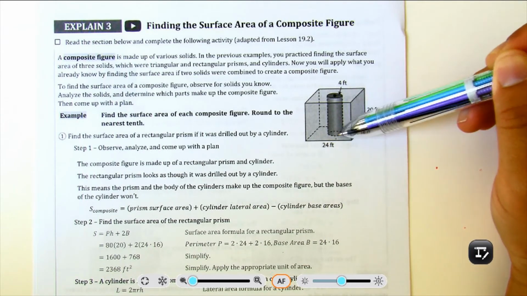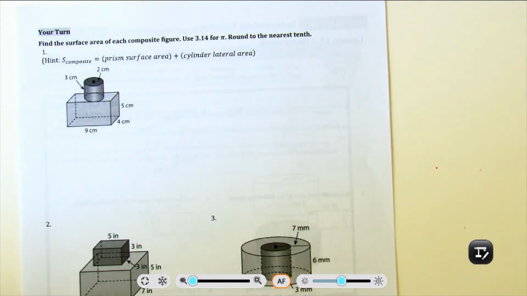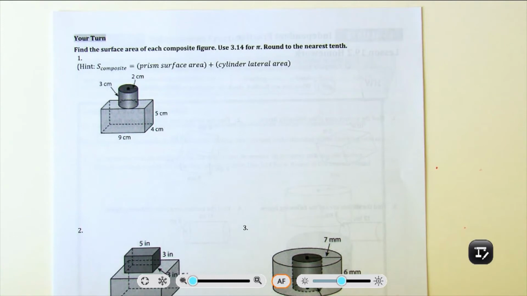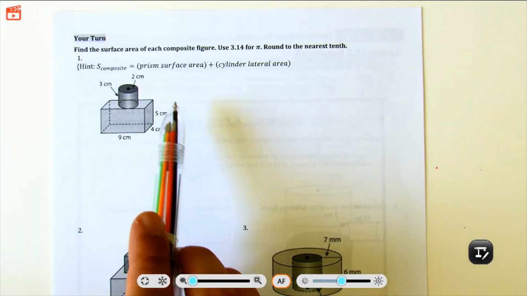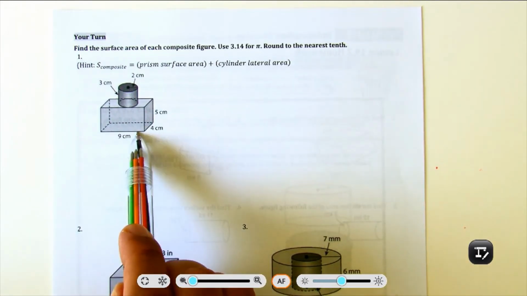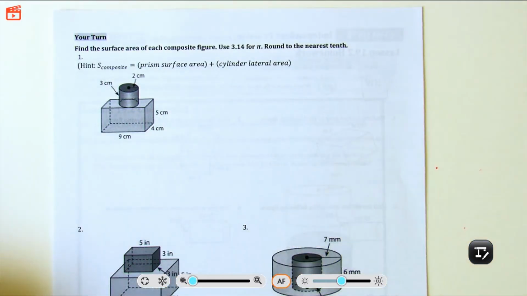So we're going to try a few problems together for finding the surface area of these composite figures. And we have a formula that we're going to use on some of them, which is, well, for the first one, we have the prism of the surface area plus the cylinder lateral area. Okay, let's start with the prism.